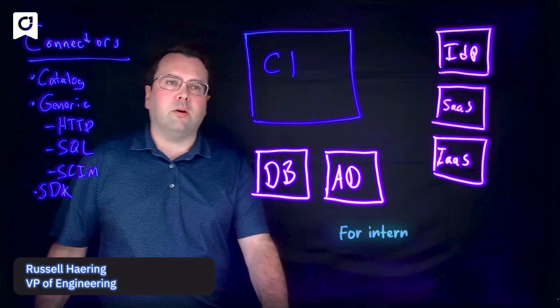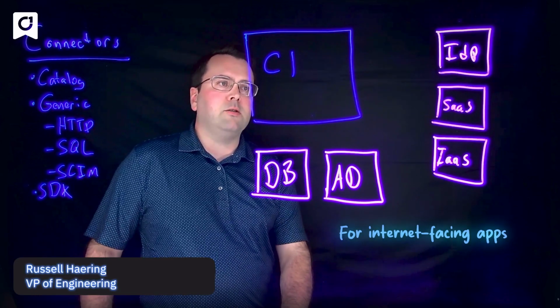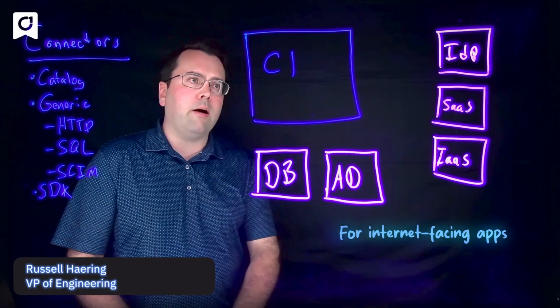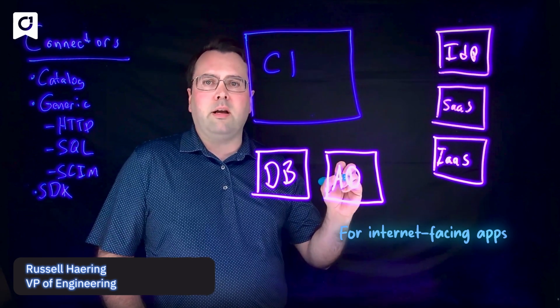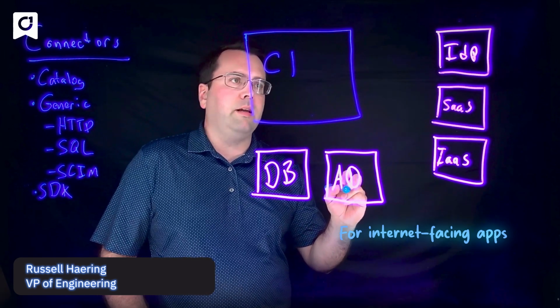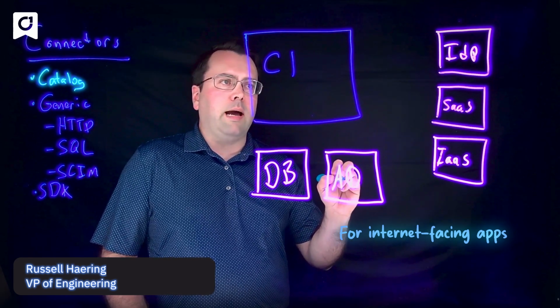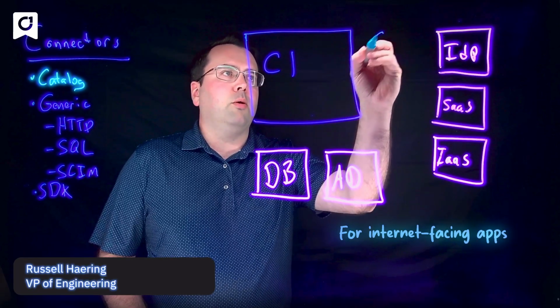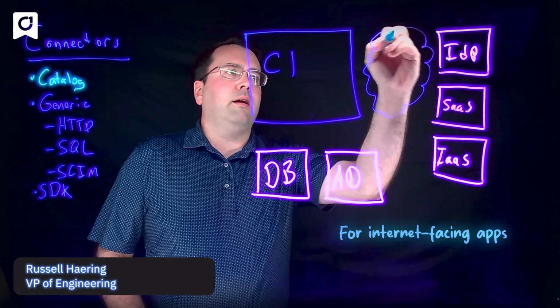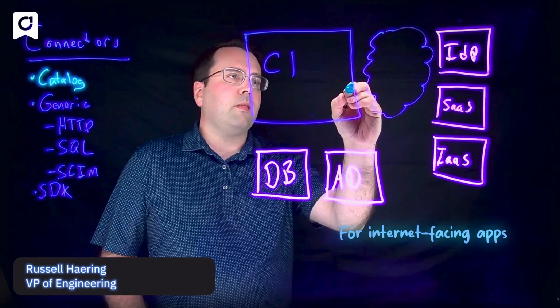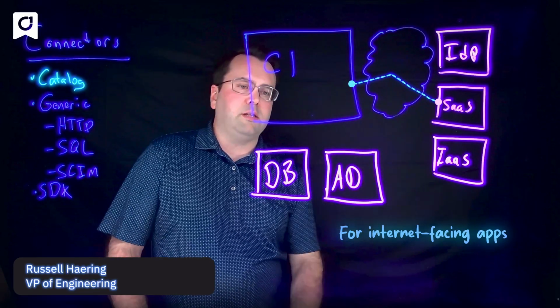For applications which are internet-facing, Conductor One makes it trivial to deploy connectors in our cloud with a few clicks. So if you want to connect Conductor One to a SaaS on the internet, you can go into our catalog, choose a connector, and deploy that connector into the Conductor One cloud. That connects Conductor One to your SaaS.